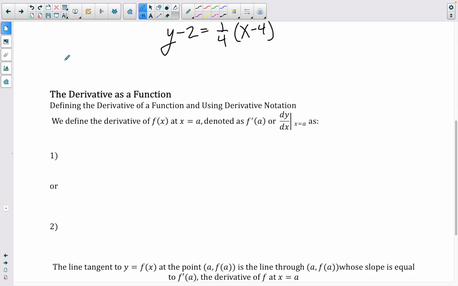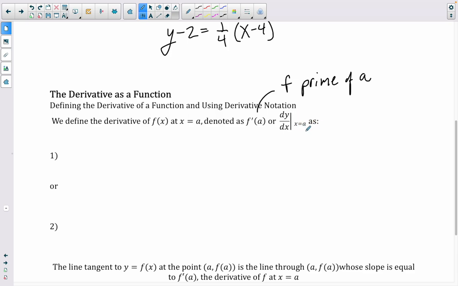The way we define the derivative of f of x at x equals a, notice I'm now going to start using a instead of c. A, c, they're just dummy variables, it doesn't matter what you use there. Our notation is f prime of a, or f prime of x, whatever that variable is. The other notation you might see is dy dx evaluated, and this bar means you're going to evaluate it at x equals a. So dy dx evaluated at x equals a.